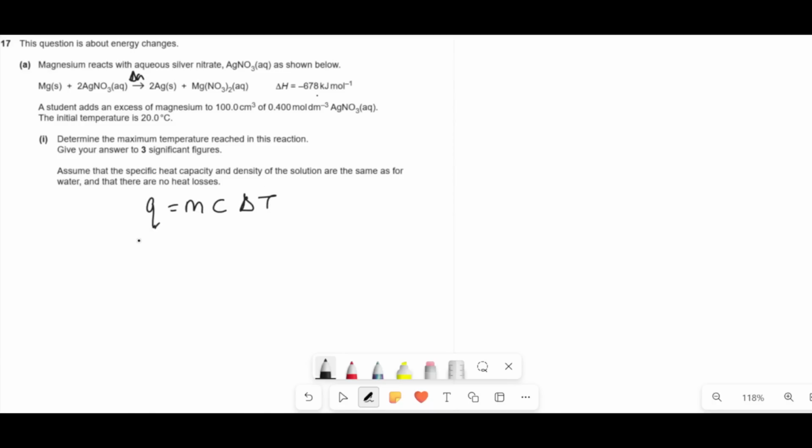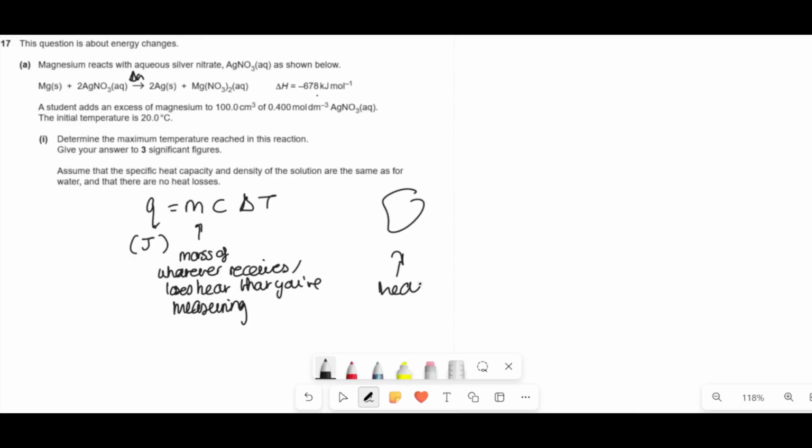So Q is the energy release in joules. The m is the mass of whatever receives or loses heat that you're measuring. So what I mean by that is it's not the mass of the substance, it's the mass of the thing that's going up or down in temperature. So if you're doing calorimetry and you're burning a fuel, for example, setting fire to a fuel and the heat's going up here, it's not the mass of the fuel, it's the mass of what's having the temperature changed, which would be the mass of the water there. That's what people make mistakes on quite a lot. And then delta T is just the temperature change itself. Delta is generally changing, so that's temp change.